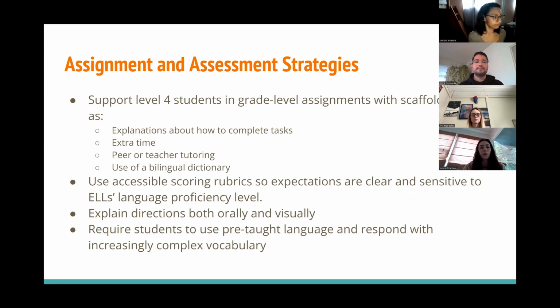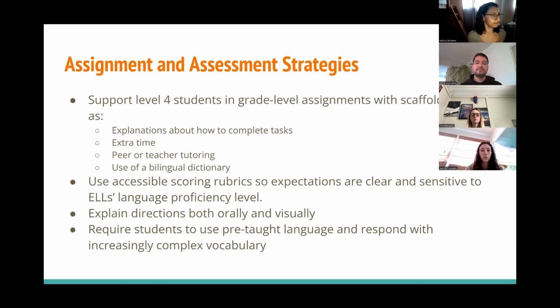So to combat some of these obstacles, here are some strategies for assignments and assessments. To support level 4 students in completing these grade level assignments, they should be met with scaffolding, such as explanations about how to complete the task beforehand. Teachers can also extend the time for students to complete an assignment or the assessment, maybe in a different classroom or with a different teacher. Before assignments or assessments, they could receive some peer or teacher tutoring, and level 4 students could also use a bilingual dictionary to support them while doing it. Teachers should also use accessible scoring rubrics, so explanations are clear beforehand for ELLs and sensitive to their proficiency level.